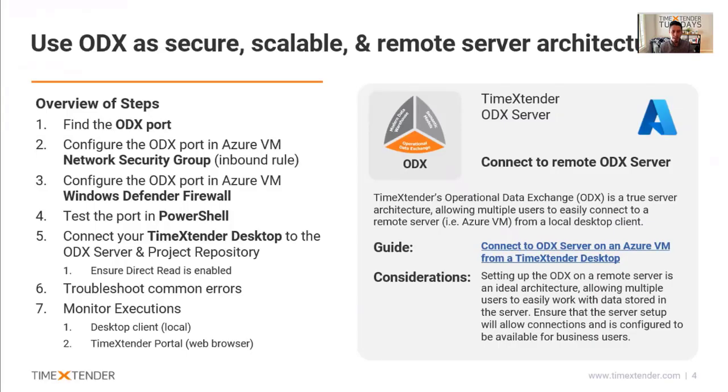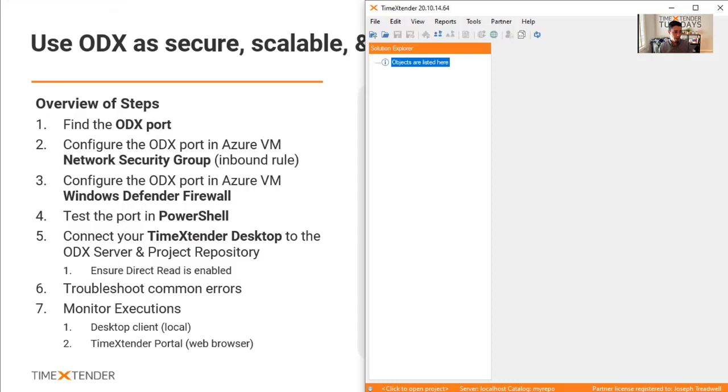So we know we can get connected. Great. So we've tested the port. We know we have connectivity. Next, we want to connect my desktop version of TimeXtender on my laptop here at home, and we want to connect to the ODX server. In addition to connecting to the ODX server, we also want to connect to our cloud repository. So the repository, of course, is storing all the metadata about our projects, and of course, we want to manage our projects from here as well.